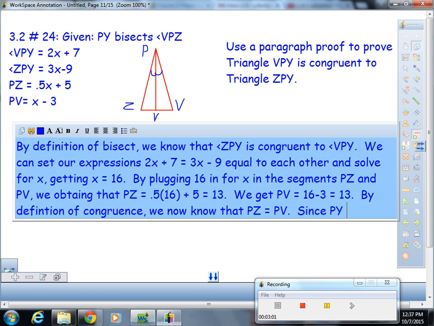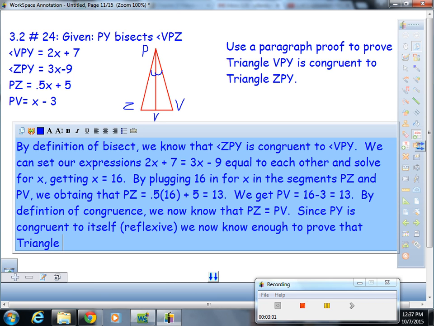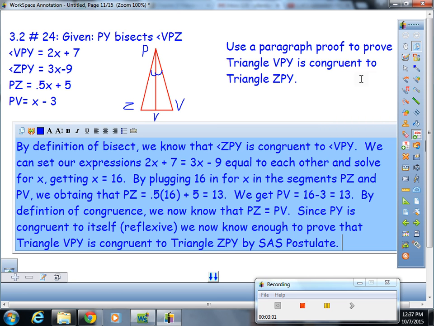Since PY is congruent to itself, reflexive, we now know enough to prove that triangle VPY is congruent to triangle ZPY by side-angle-side postulate. Now, that is a paragraph proof involving technology.